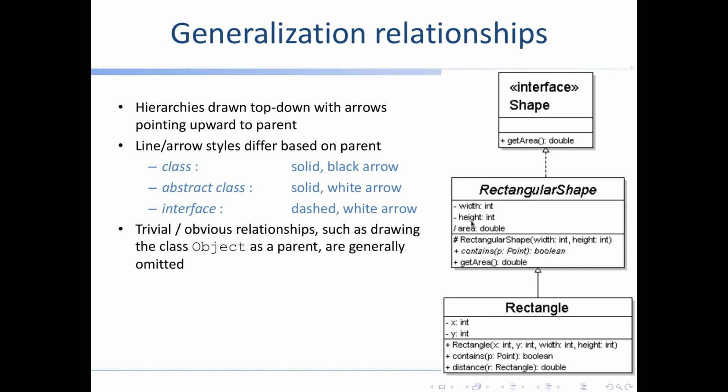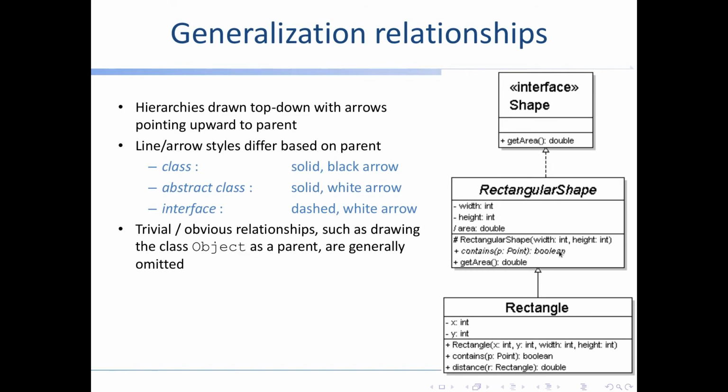Now, why is this rectangular shape written in italics? Do you remember? I just told you a few slides ago. Let's look at what's happening. It has some attributes, like the rectangle before. It's a rectangular shape. It has width, height and area. It has the constructor, and it has get area like we saw before, and then it has this method contains, which is also in italics.